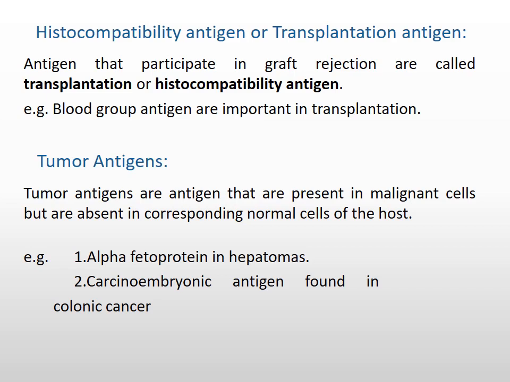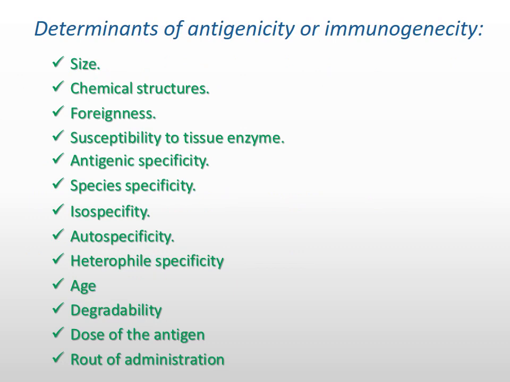Another one is carcinoembryonic antigen, and there are many. Okay, so after that we will go for the factors which determine the antigenicity or immunogenicity. So they are called the determinants of antigenicity or immunogenicity. There are so many factors. We will discuss it one after another.